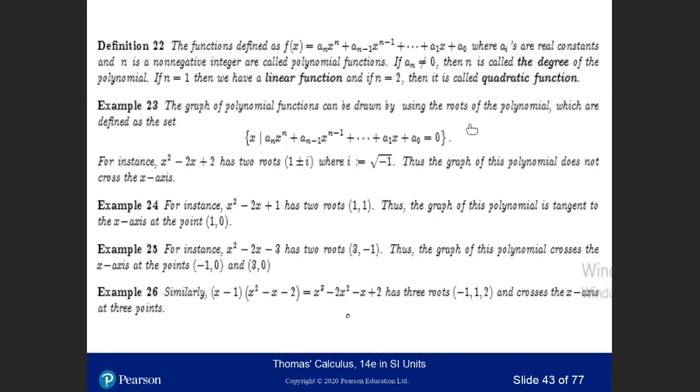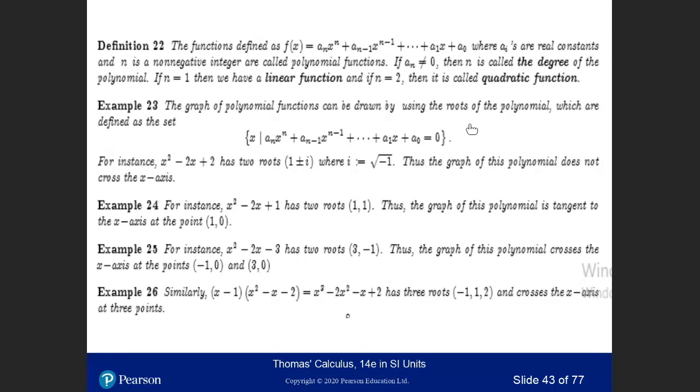These functions are called polynomials. And if a_n is not equal to 0, then n is called the degree of the polynomial. If n is 1, that's a linear function. If n is 2, that's a quadratic function.